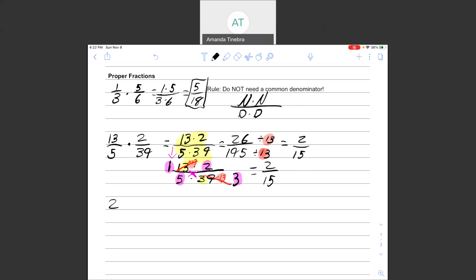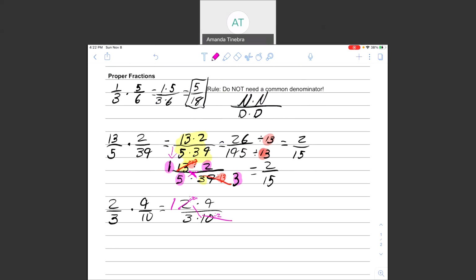My next example is going to be 2/3 times 9/10. Now, the first thing I want to do here, I know that I'm going to be doing 2 times 9. I'm going to do 3 times 10. The first thing I want to do is look across on these, looking at 2 and 10 first, and see if there's anything I can simplify both 2 and 10 by. In this case, the 2 and the 10 are both divisible by 2. So I'm going to divide both of these things by 2.